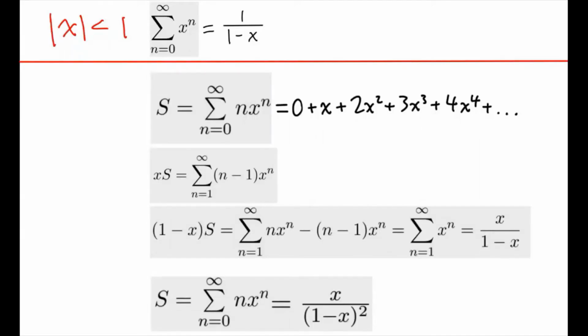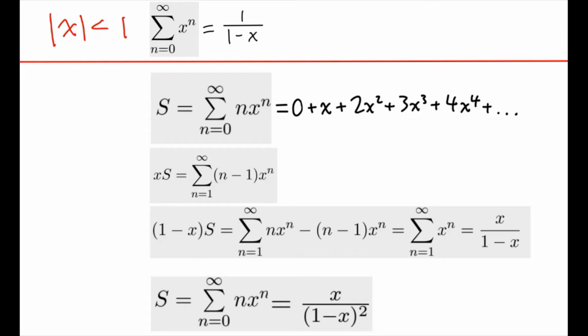We're going to be talking about this sequence over here, where we have n times x to the n power, where n is equal to 0 to infinity. Now, first of all, we know that this sequence is equal to 0 plus x plus 2x squared, and so on. This is obviously true because that's just the sequence.